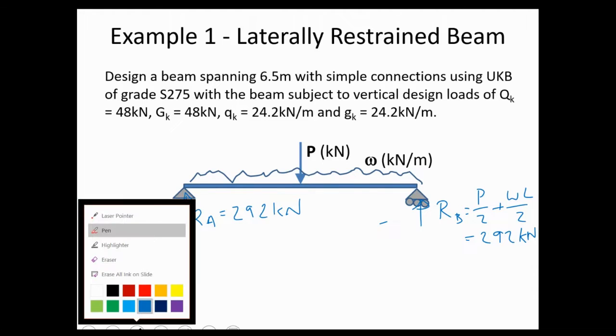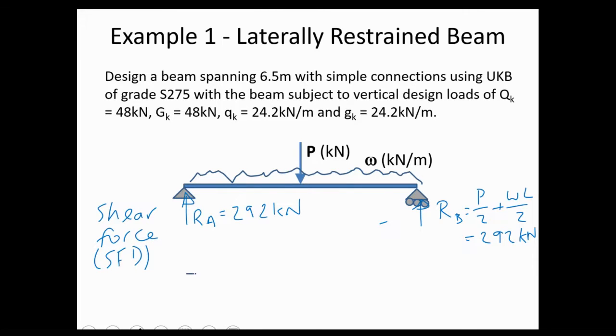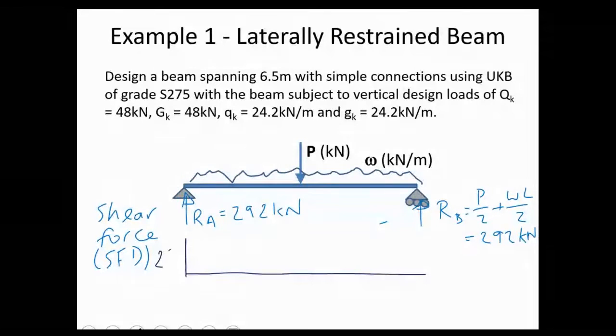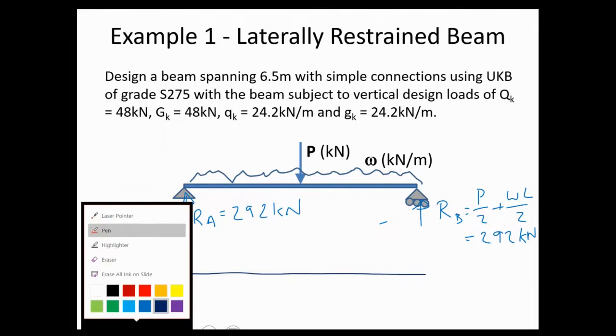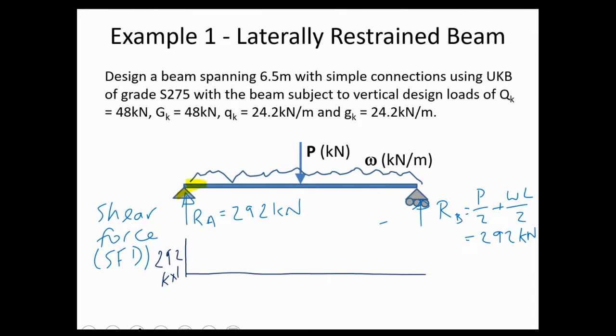As I draw my shear force diagram, I start off with a line at the bottom. What's the first load I see? The first load I see is 292 kilonewtons, so I'm going to go up 292. That's 292 kilonewtons on the left-hand side. Now, do I see any load after that? I'm on the very end here, and I've seen 292 straight away pushing me up.